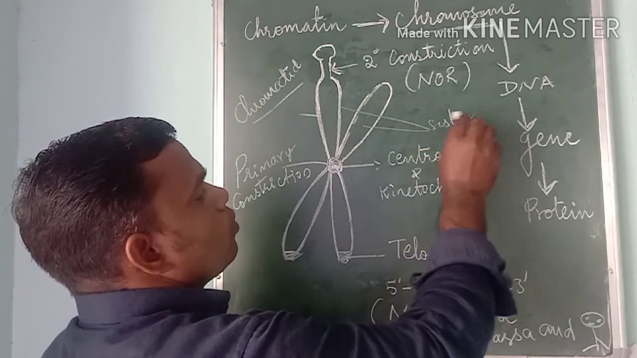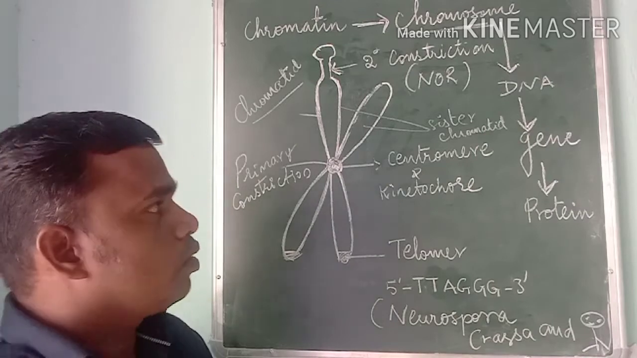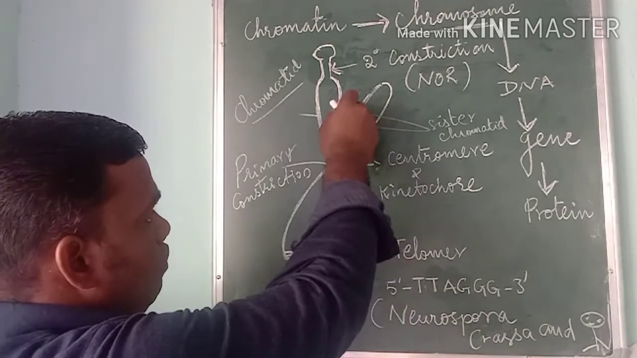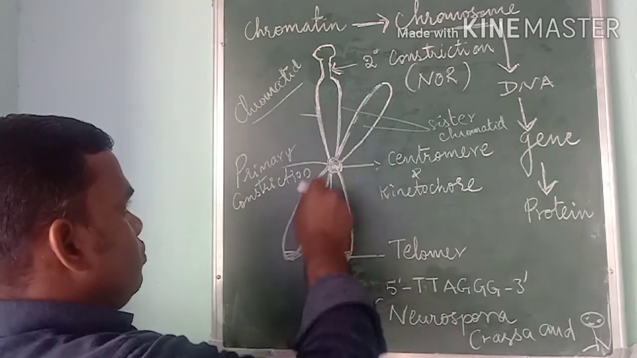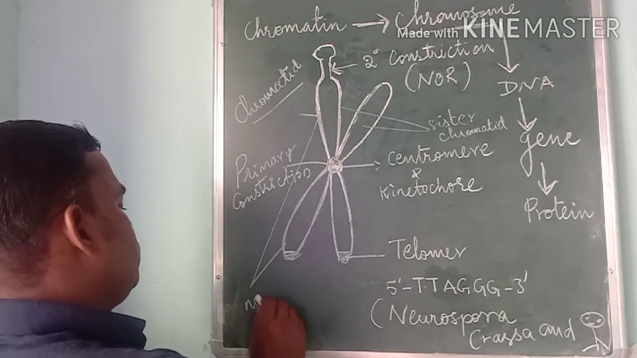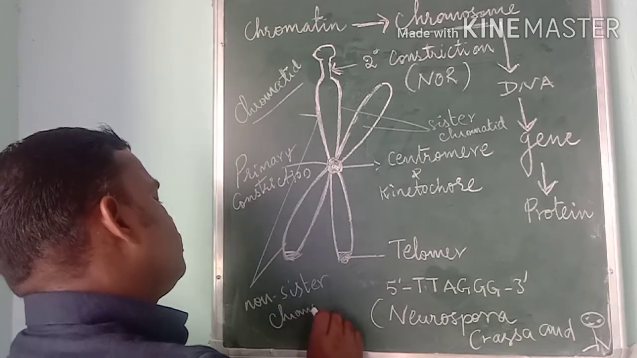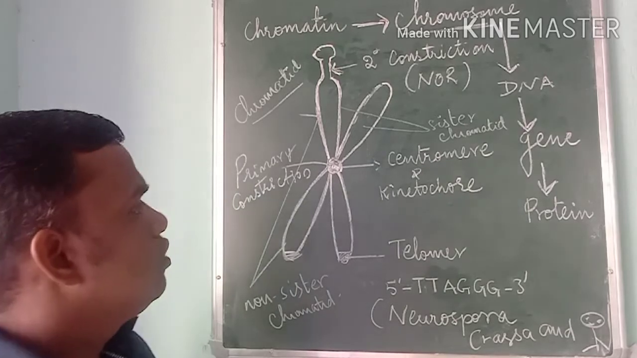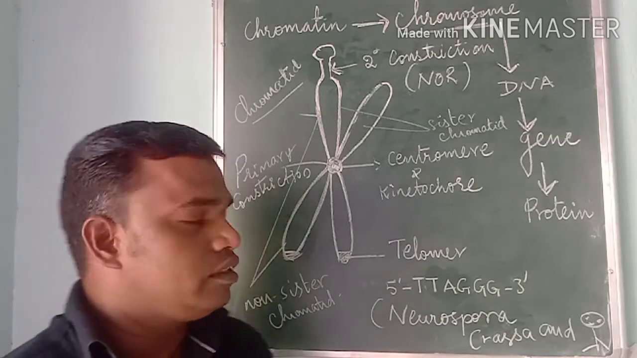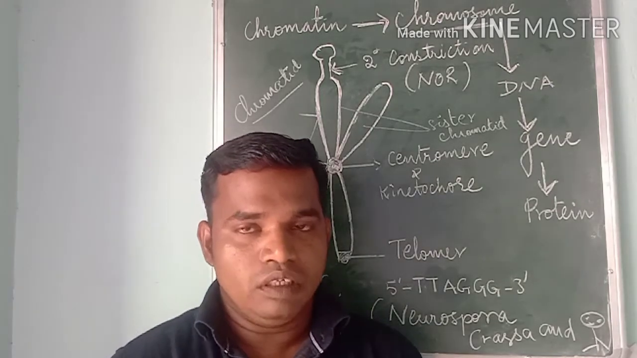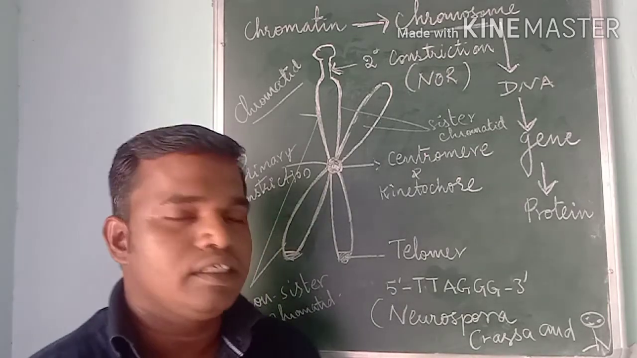Sister chromatids. If they are different, then we call them non-sister chromatids. Non-sister chromatids. Okay, clear? Sister chromatids and non-sister chromatids. Sister chromatids are both similar in shape, size and structure. That is what we call sister chromatids.